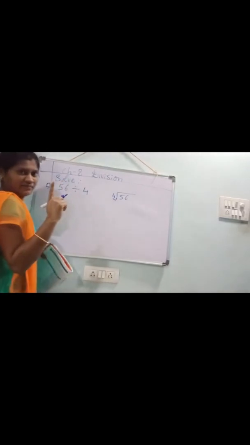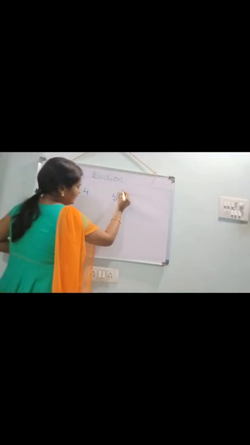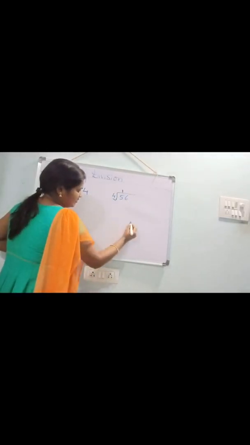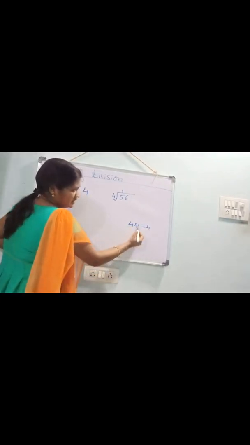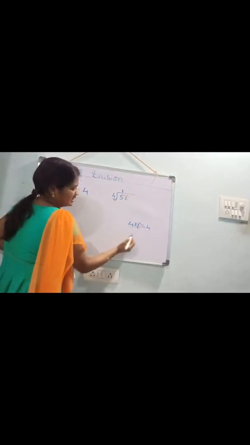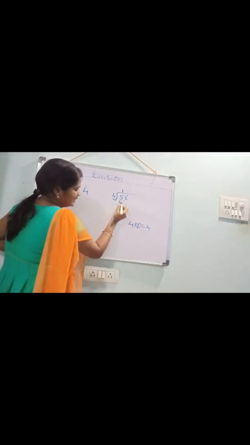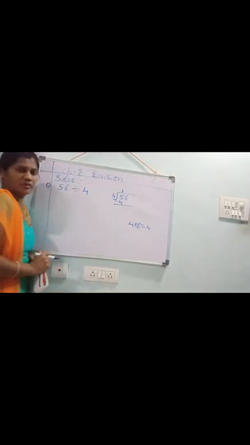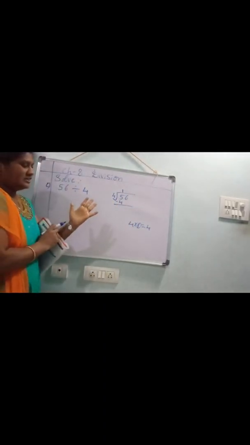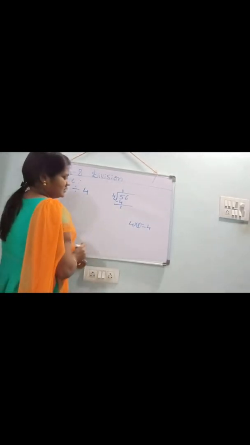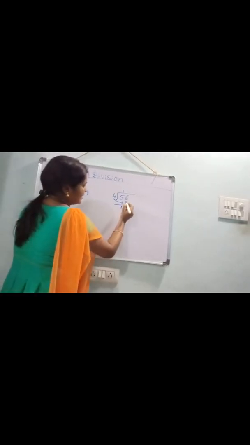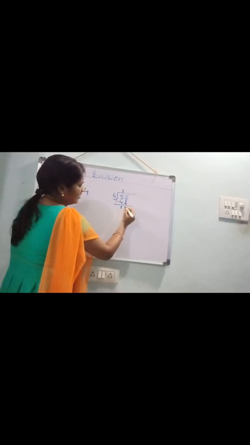4 ones are 4. You should write 1 here. See, 4 into 1, 4. This 1 you should write as the quotient. This 4 you should write here. Okay. Minus, 5 minus 4. Take out your 5 fingers. Minus 4. How many? 1. That 1 you should write here. Next, this 6 you should take down.